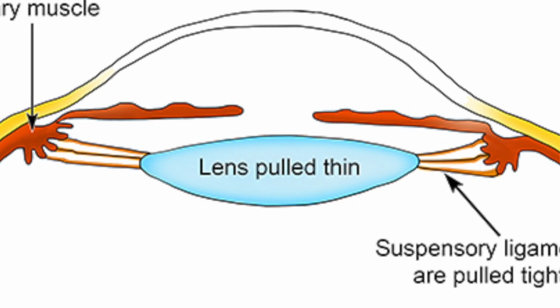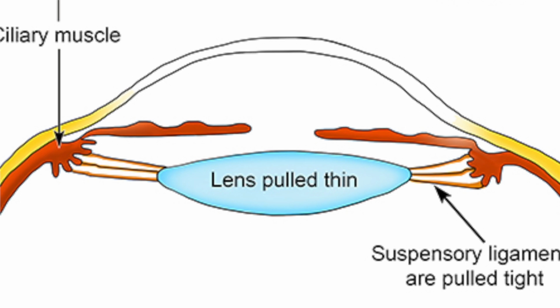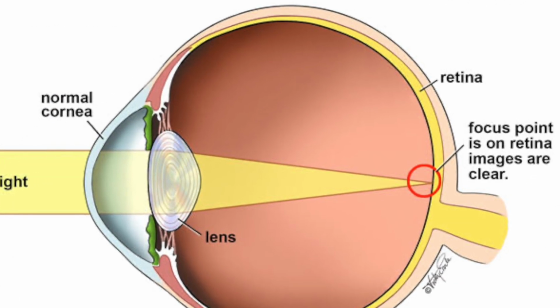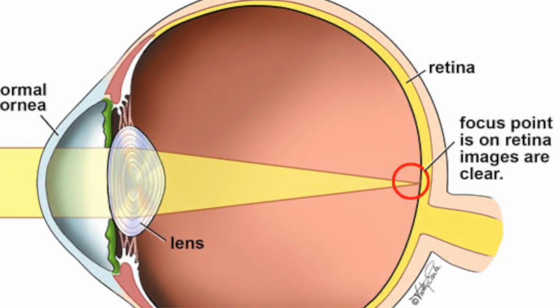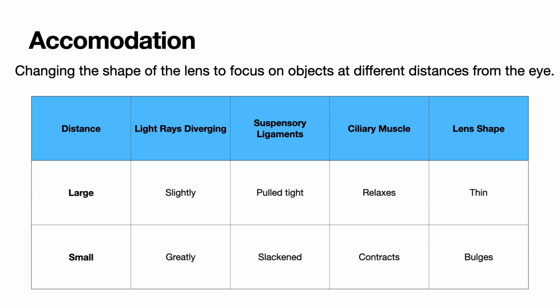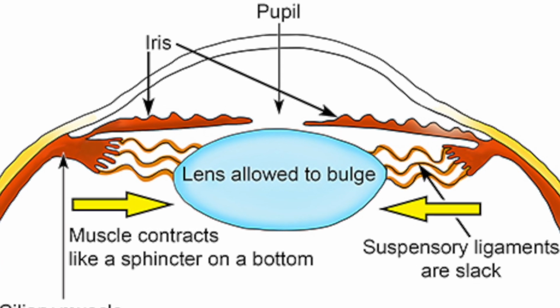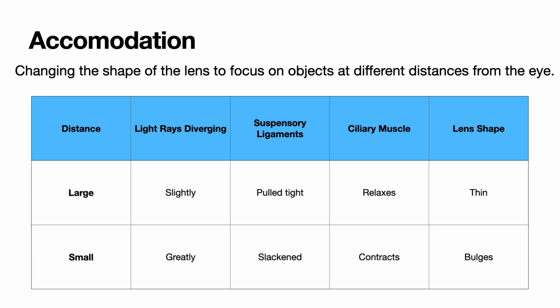The ciliary muscle of the lens relaxes and the lens is pulled thin. The rays meet directly at the retina and not before it. It is thin, meaning its power of convergence is lower. When the distance is small, the exact opposite happens because the light rays are diverging greatly. Suspensory ligaments slacken, the ciliary muscle contracts, and the lens bulges and becomes more convex, so the power of convergence increases. Light rays meet at the retina, not after it.